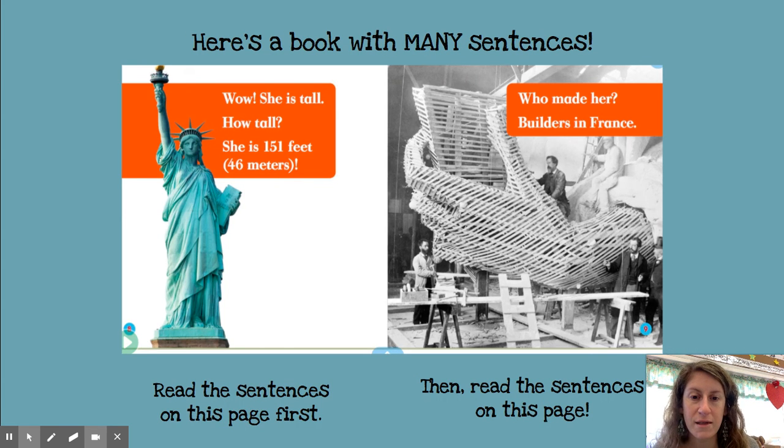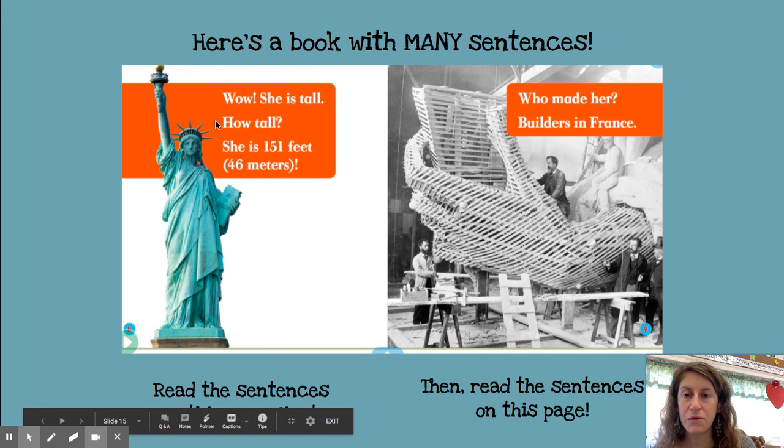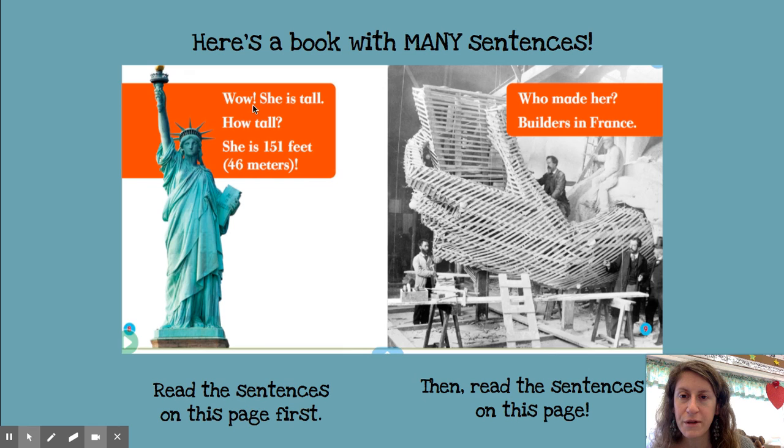Wow, look at all these sentences. So this is a very complex book, and it has quite a few. So here, what you would do on a page like this is you'd read all the sentences on this page first, go down to the next, go down to the next, go down to the next. And if you don't see any other sentences down below, then your next job is to go up to the top of the next page. And you can read the sentences on this page.